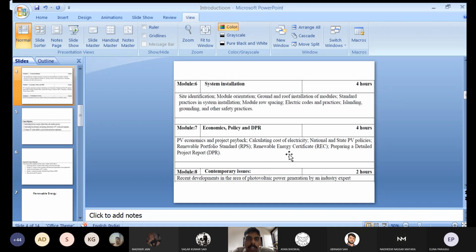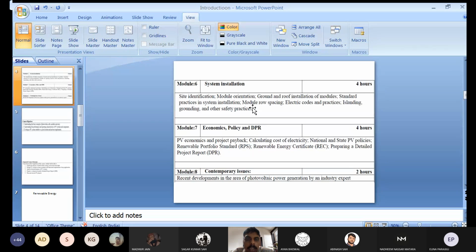Module 6 is system installation. Once we have fixed the rating, we have to install it, right? So there is a procedure: site identification, module orientation, ground and roof installation of modules, and standard practices in system installation. We should take some precautions, right? If we put a solar PV in a grid, and there is maintenance in the grid, it should be switched off, right? If the grid is not connected with the PV, we can switch off the fuse in the grid line.